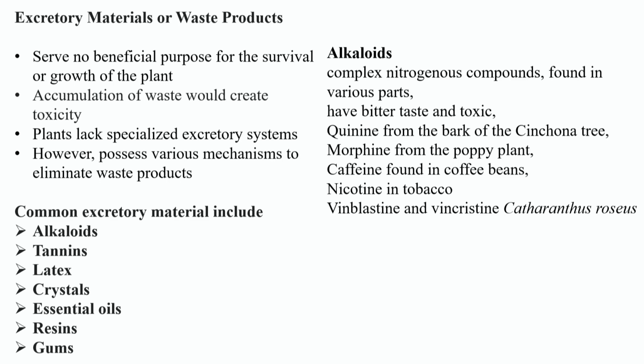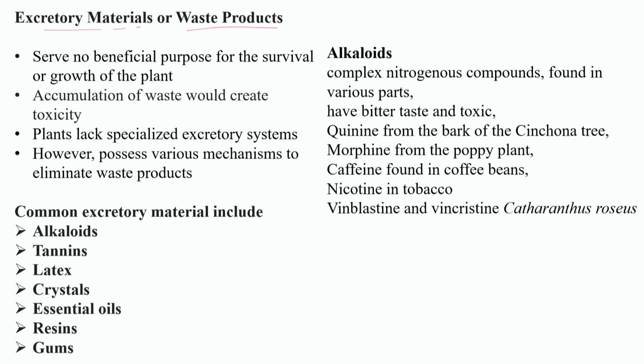Now, another group of ergastic substances is excretory material or waste material. From the name itself, you can make out that these are waste products, meaning they are metabolic byproducts which are not required by the plants and serve not so useful a purpose for the plant, but still it is observed that there are many roles which are served by these excretory materials.